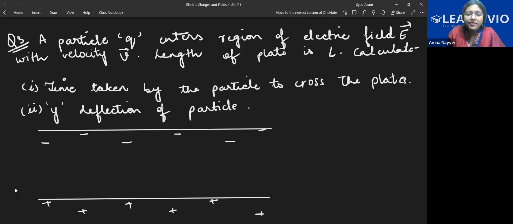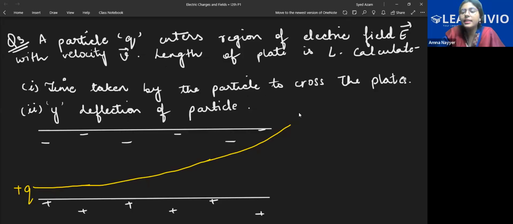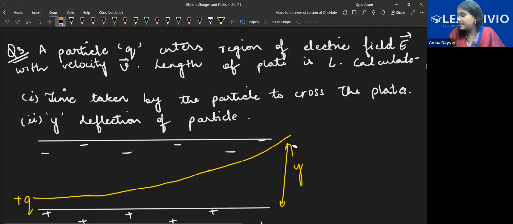This means, see, if a charged particle is present like this and is moving straight, what will happen? Will it move in a straight line? It's not possible because the negative charge will attract it and the positive charge will repel it. So like this, the charge will exit along the direction of the negative charge. So it is asking us to calculate this y separation. That is the deflection. Deflection means the separation. This is what the question says.